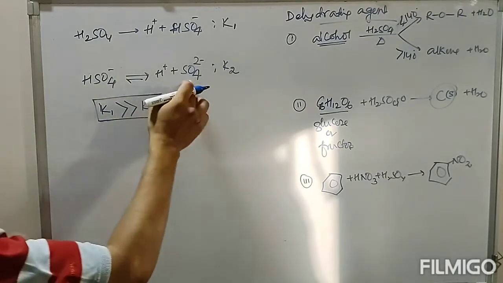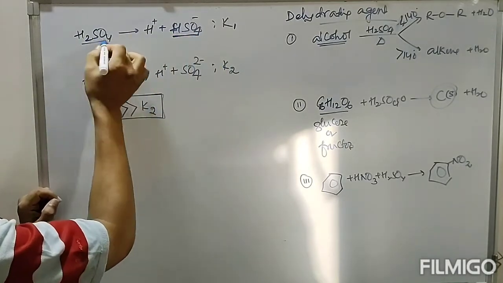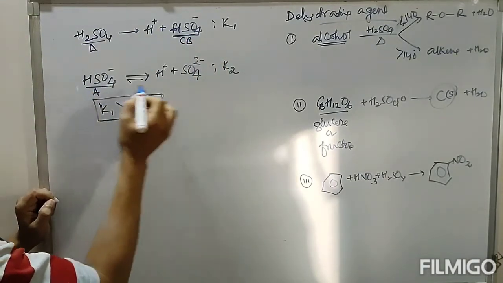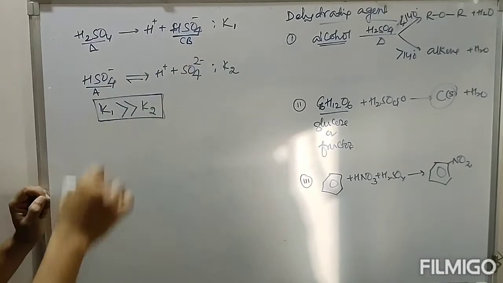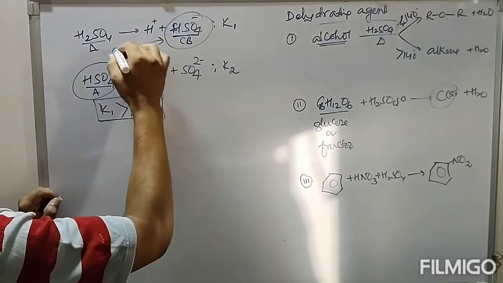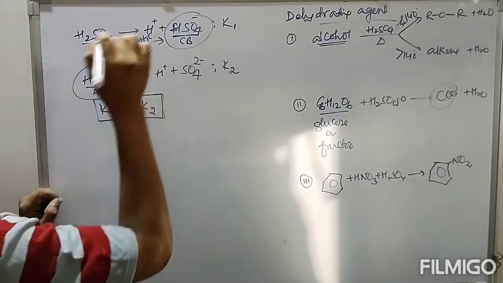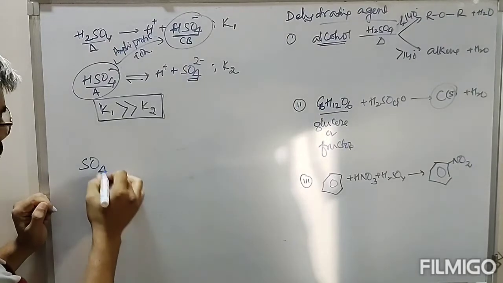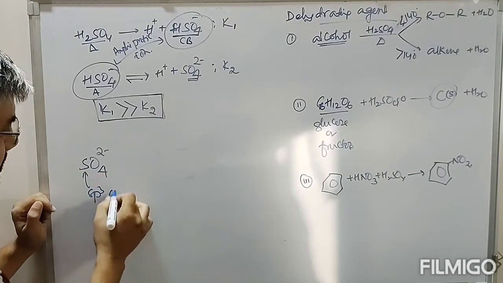So look at this. In the first reaction, this is acting as a base. If this is the acid, this is the conjugate base. In the second reaction, this is acting as an acid. So this is the same species, HSO4 minus. In one reaction it is acting as a base, in the other reaction it is acting as an acid. So this is what we call an amphiprotic ion. Coming to this sulfate SO4 2 minus, this is undergoing sp3 hybridization, tetrahedral.